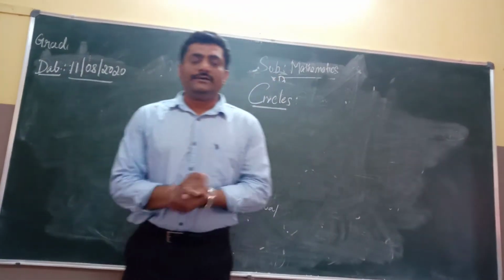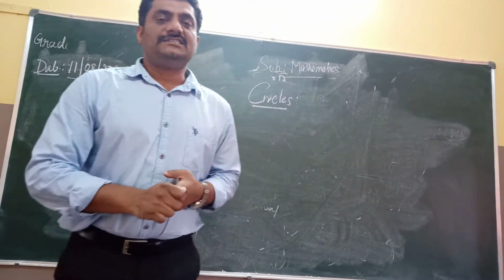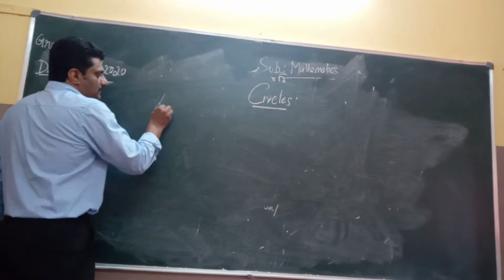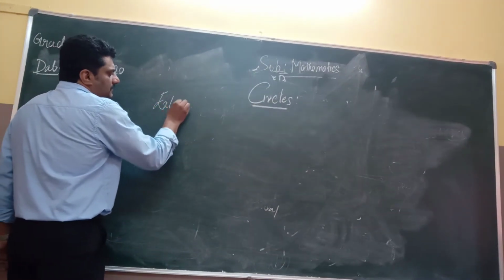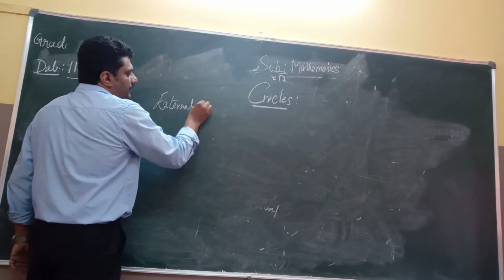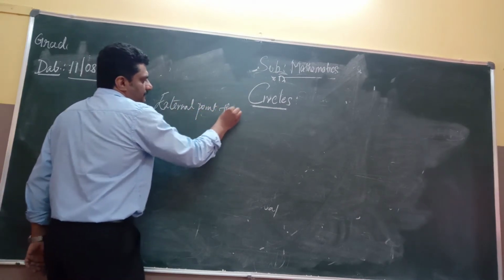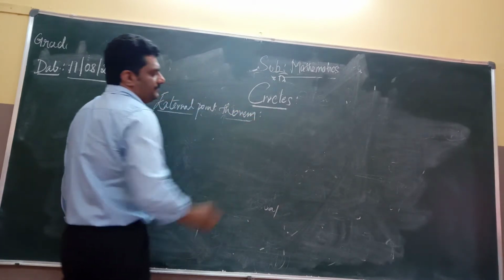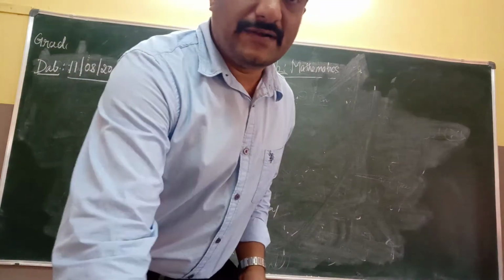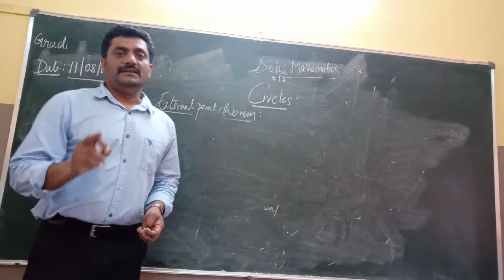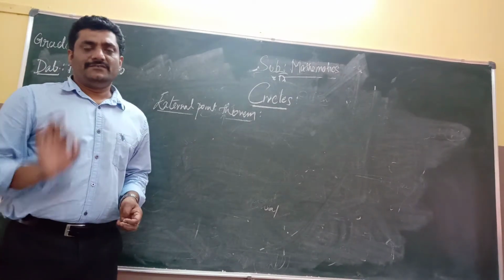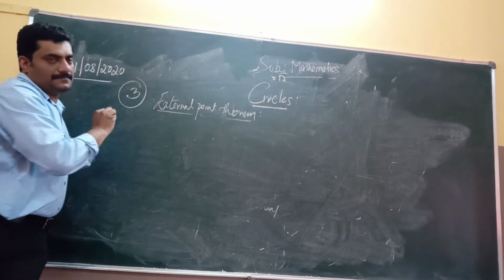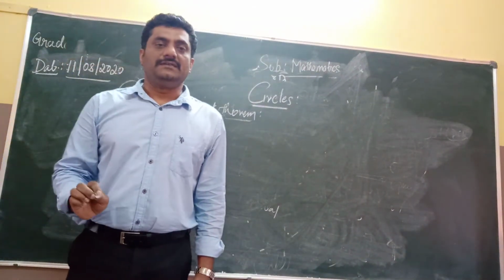Now, there is one important theorem based on tangent and circle, and it is called the external point theorem. External point theorem. This is a very, very important theorem, remember. You will get this theorem in the board exam, compulsory, for 3 marks.